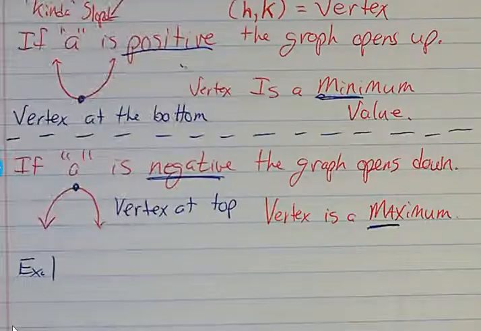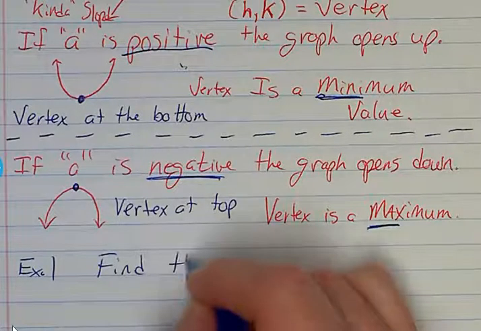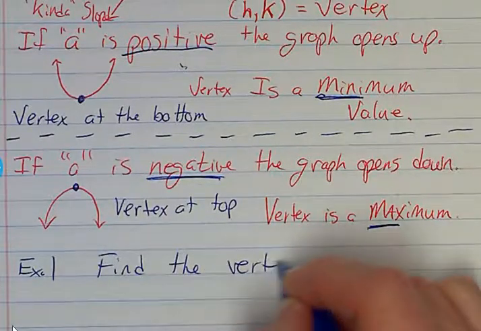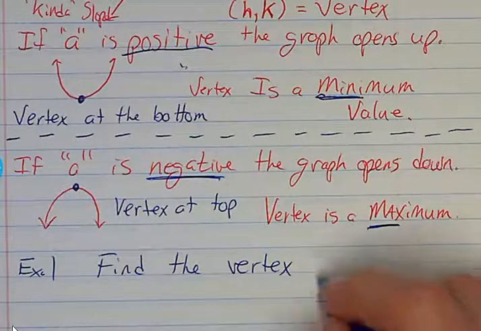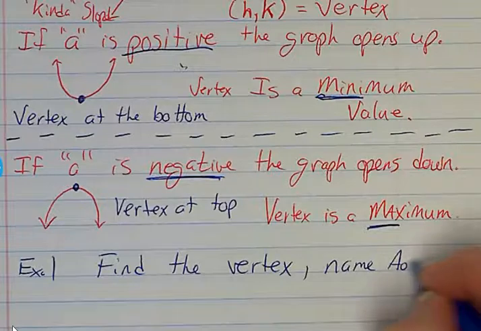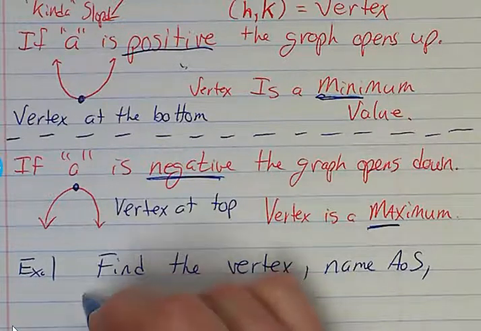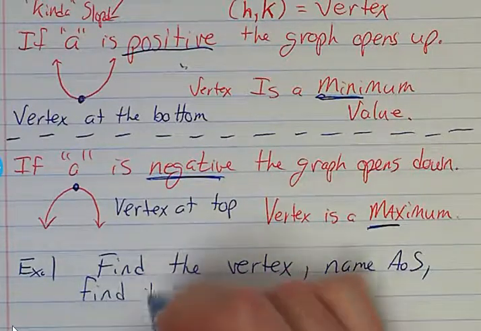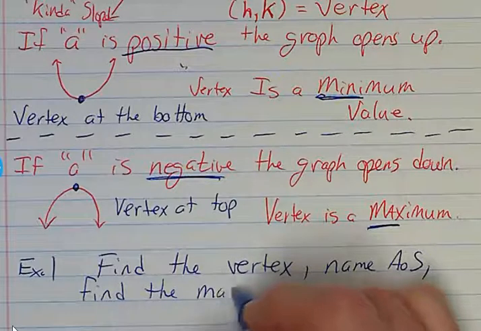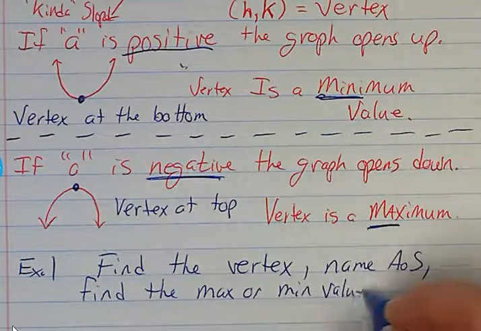All right, here we go. So the very first thing is we're going to find the vertex. We're going to name the axis of symmetry. Again, just say AOS for short, just to kind of speed up a little bit. Find the max or min value. And then we're going to graph it.